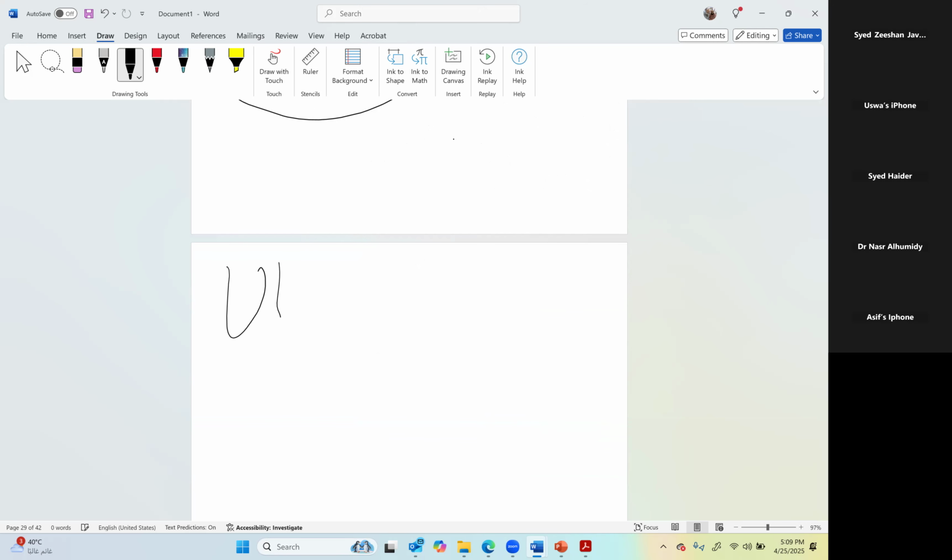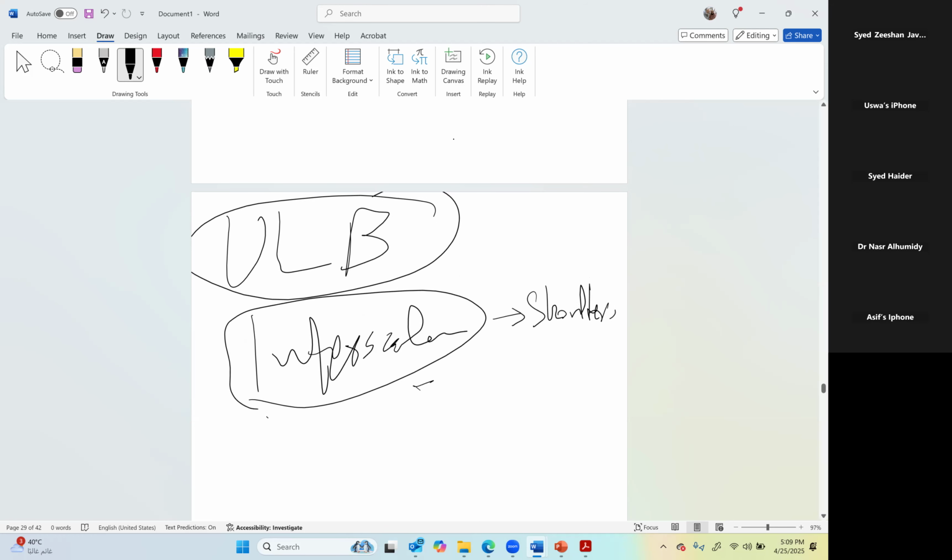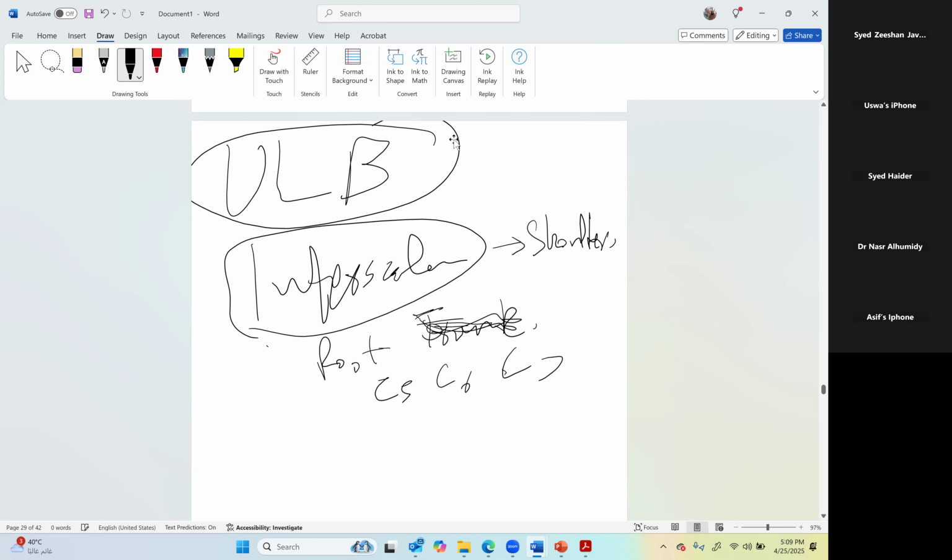Some basic words about upper limb blocks. Interscalene block is usually good for shoulder surgery. It is blocking the roots and trunks, so C5, C6, C7, the roots, in the interscalene groove. So interscalene is good for shoulder surgery.